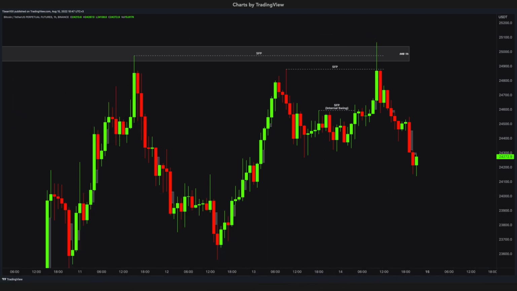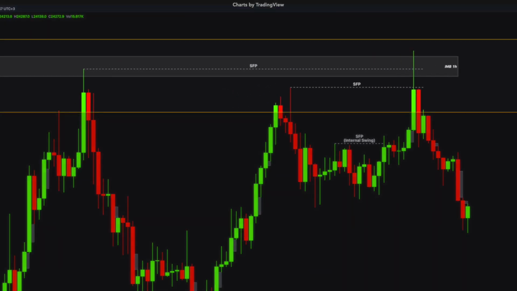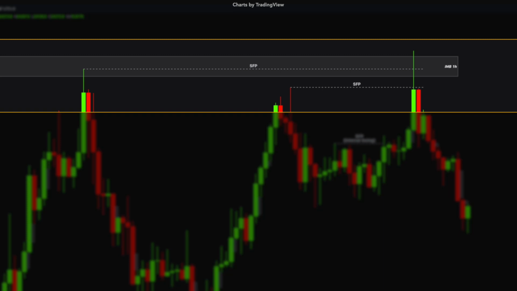There was a double swing failure pattern. This was my second confirmation. Price obviously came here to hunt the stop losses. And the next step is simple.